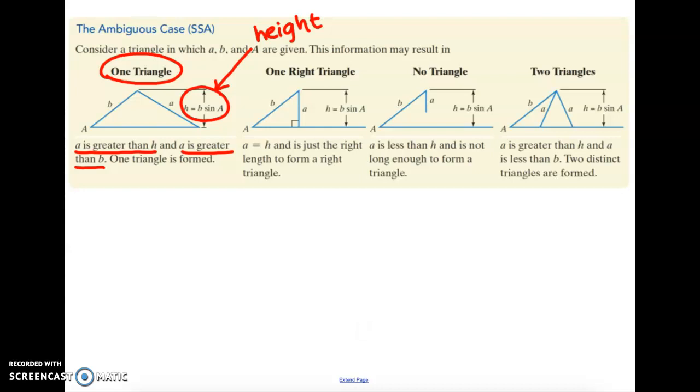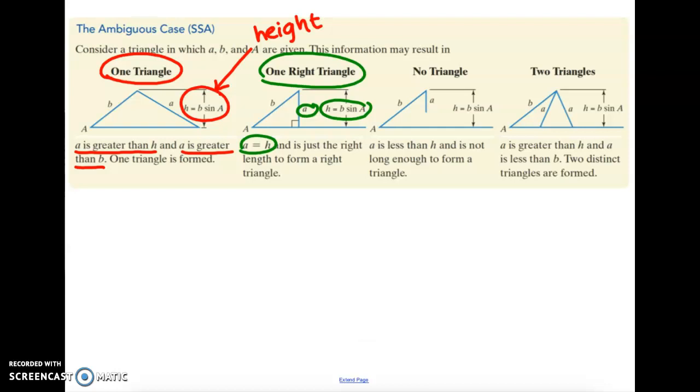Here's your second scenario for one triangle. This is a right triangle. So your height and your a value are the same length. So then you would just have your right triangle that you would solve.